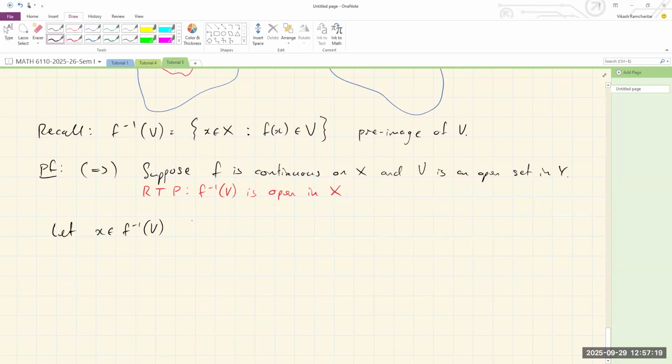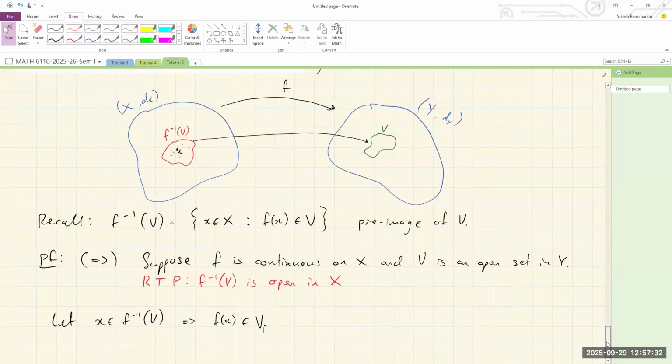Then, by the definition of the pre-image, if x is in the pre-image of V, then f of x gets mapped into V. That's by the definition of this thing. So x gets mapped into here. Let me draw this one. So this guy here is f of x, okay? So that's by definition of the pre-image.